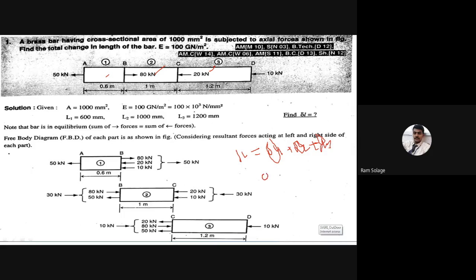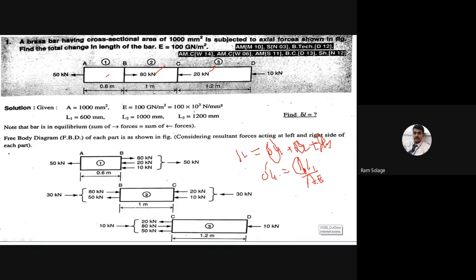How to calculate delta L1? That is the basic formula: delta L1 is equal to PL upon AE, correct? In a similar previous problem, they gave a common value of P. But in this problem, see the value of P: 50 kilonewton is there, 80 kilonewton is there, 20 kilonewton is there, 10 kilonewton is there. Then which value of P do we have to take? So it is very difficult. So instead of P, we can say P1, L1.